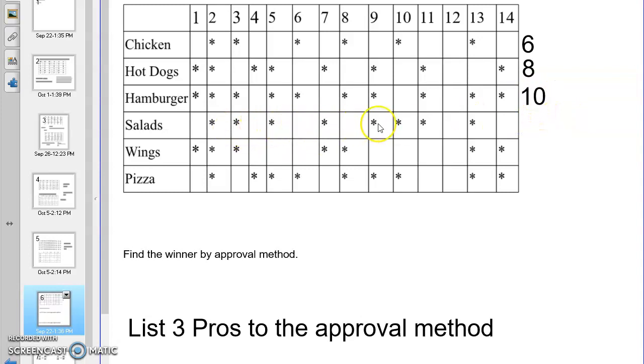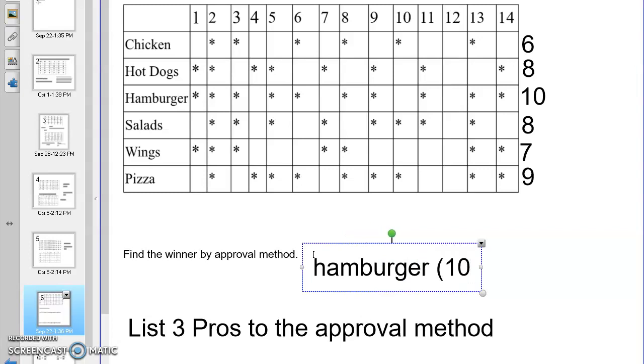1 through 8. Even though it's a tie, it really doesn't matter because it's not in first place. 1 through 7. And then 1 through 9. So clearly the winner is the one with 10 votes. So in this case, the winner by approval method is hamburger.